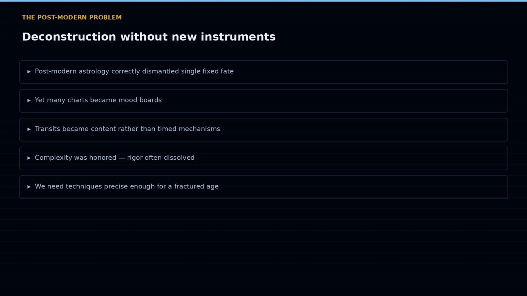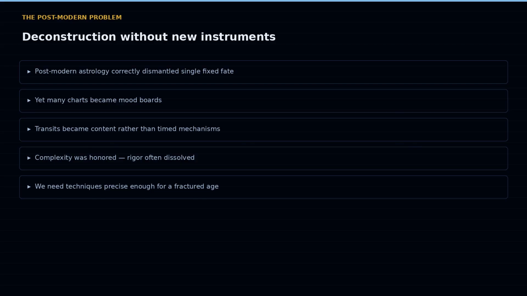This is for postmodern astrologers, those who have already deconstructed the old certainties and now need new instruments precise enough for a fractured age. Postmodern astrology correctly dismantled the idea of a single fixed fate. Yet in doing so, many practitioners lost rigor. Charts became mood boards. Transits became content.